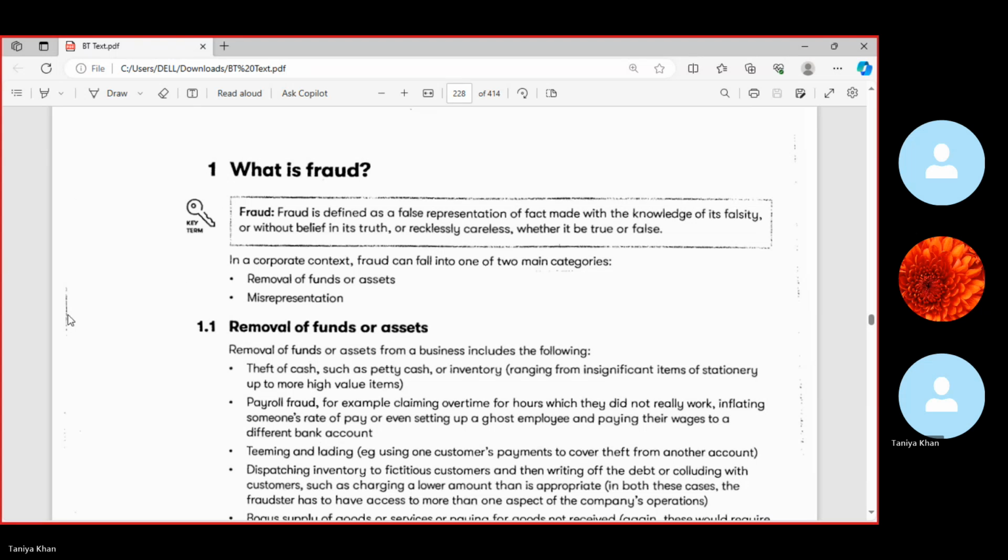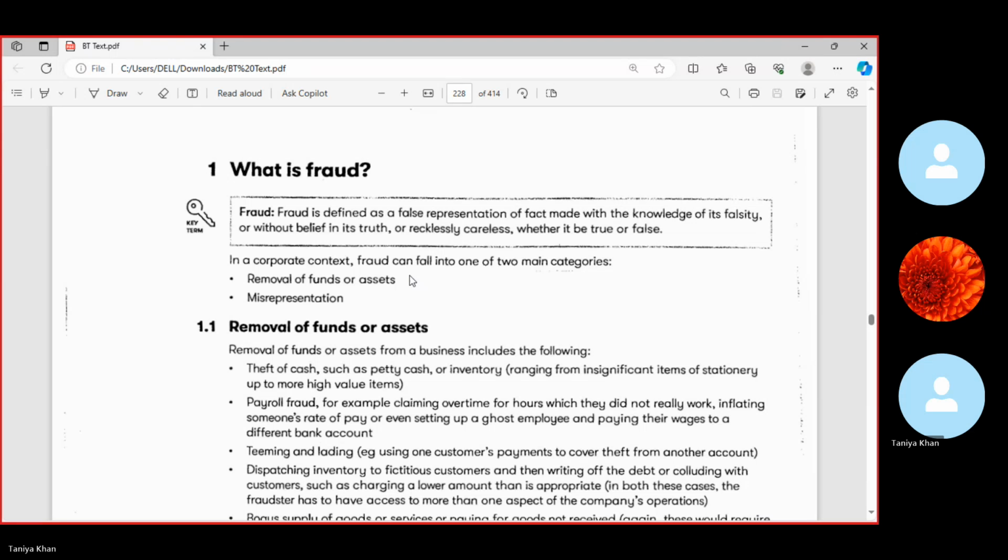So in a corporate context, fraud can fall into two categories. When we talk about an organization, how can fraud be committed? There are only two ways: removal of funds or assets, where you are misappropriating funds or assets which belong to the company, or second, misrepresentation. First of all, we'll discuss in detail removal of funds and assets.